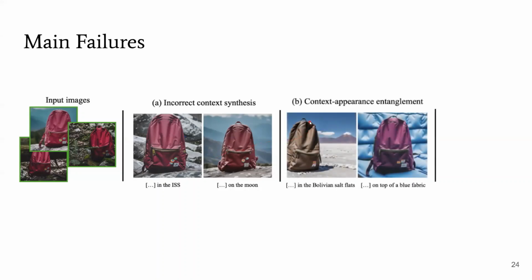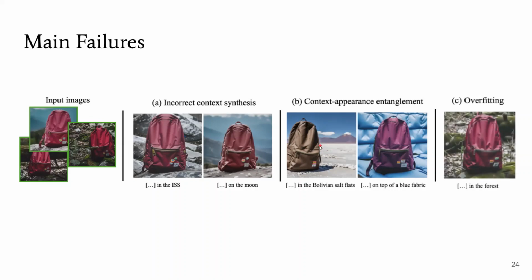Now we also have the color changing in our backpacks from the context. So we can see here with this one very clearly, the pink changed into brown. And this is because the prior for the context itself was too strong and it started modifying the subject. And then lastly, we have overfitting.